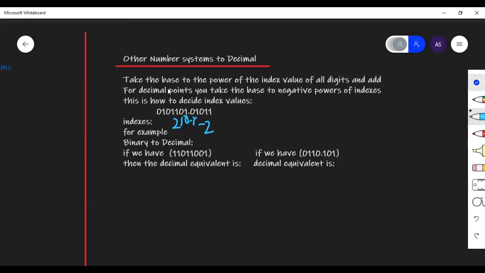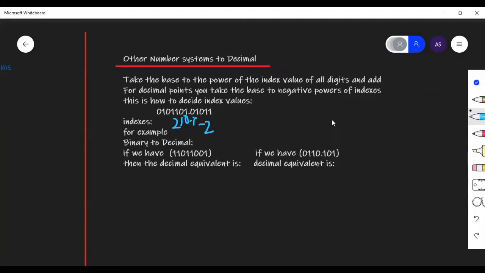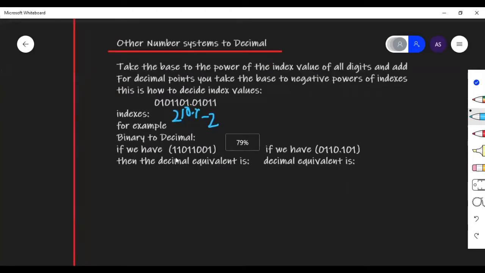Like the thing says, you have to take the base to the power of the index value. What does that mean? Now we are doing binary to decimal first. What is the base of binary? 2, right? So you take the base 2 to the power of the index and add everything together. If the indexes have negative values, you take it to the negative power. We're going to discuss an example: right here, if you have 1, 1, 0, 1, 1, 0, 0, 1.